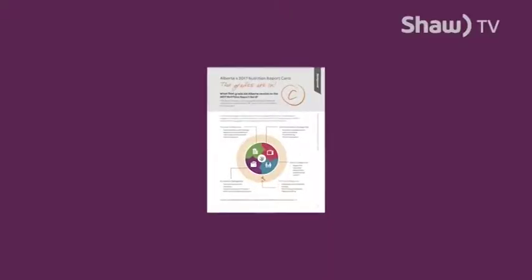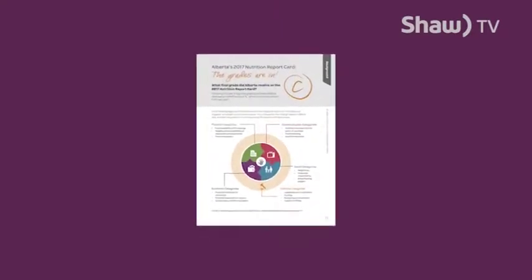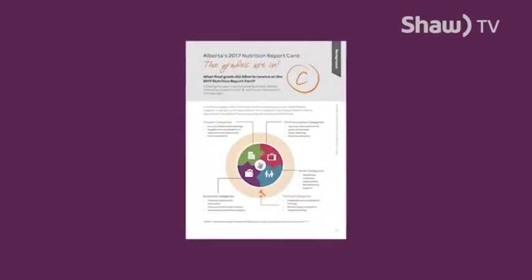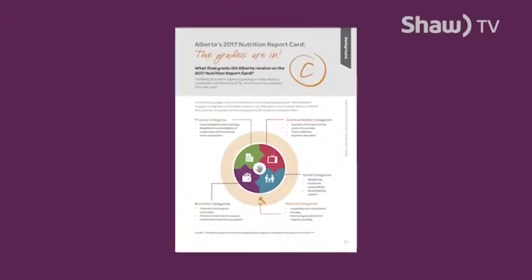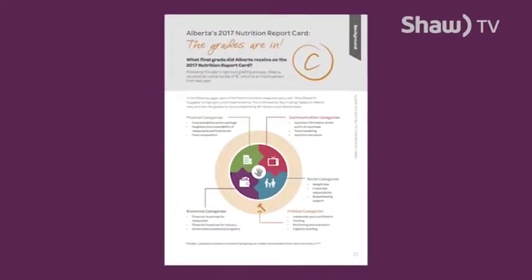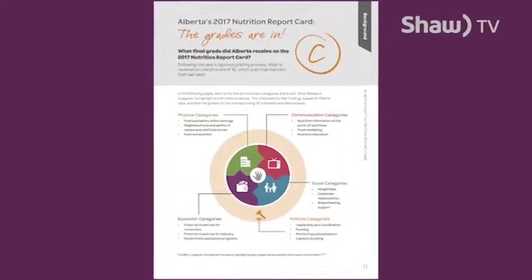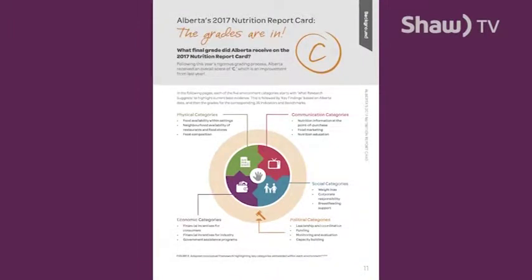So how are we doing in this province? In 2017, the overall score for the Nutrition Report Card was a C. So we're not failing, but we're skating by. We're skating by, and think about if you were a parent of a kid who brought home a C average on the report card, you might say, you can do better. And that's what we're saying to Alberta.